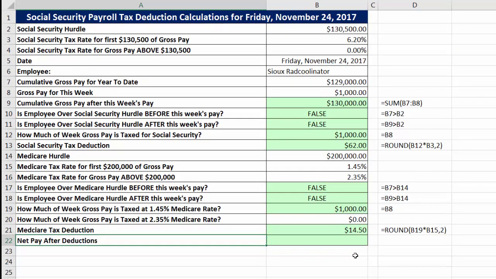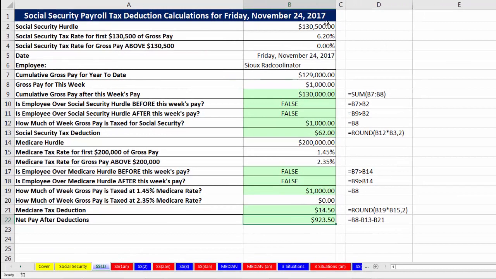Now, all of those calculations, and finally we can get to net pay after deductions, equals, there's the total gross for the week, minus, there's the first tax, minus, there's the second tax. When I hit enter, that's the net pay after those two FICA tax deductions. Now, there are other deductions that one might take out of a check too, but for this example, we have only those two deductions. All right, so this was an example where cumulative gross pay before and after the current paycheck were both below the limit.